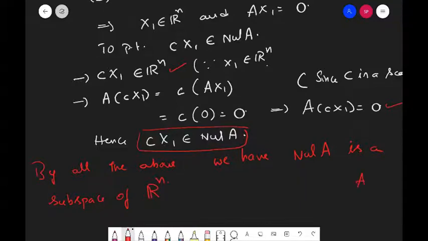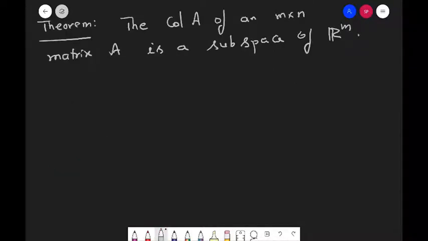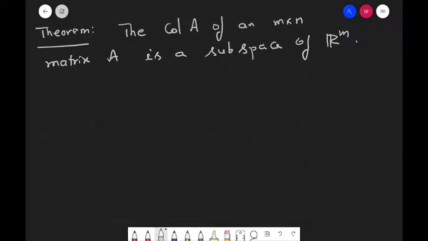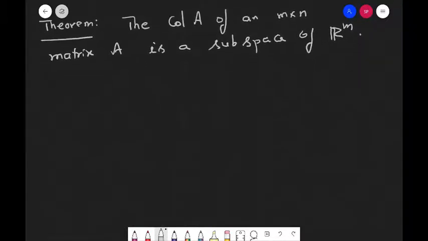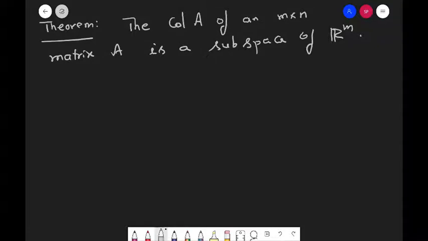A is a matrix with m by n order, m rows, n columns. But here you have to prove it is a subspace of Rn, not Rm. This you have to remember. So this theorem is completed. Now let us prove the second theorem on column space. That is, the column space of an m by n matrix A is a subspace of Rm. So let us try to prove this.